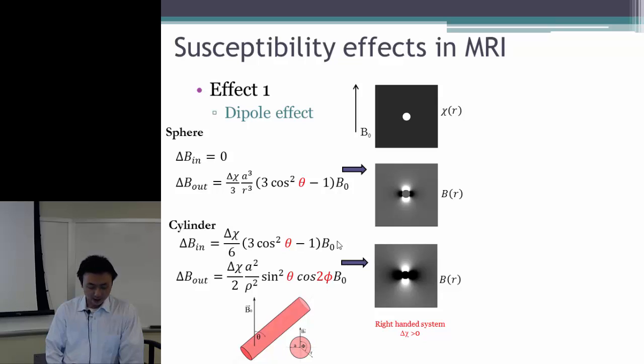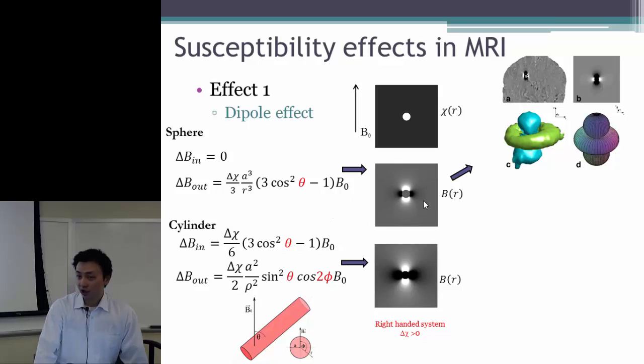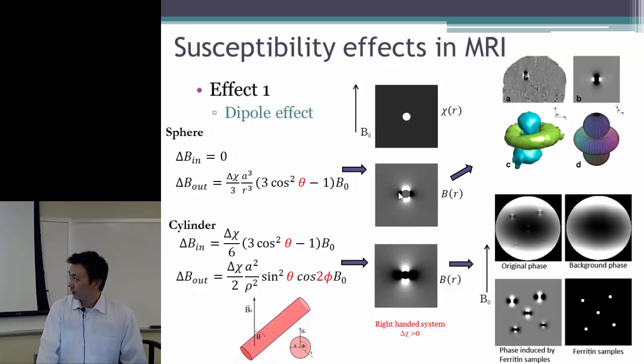The susceptibility effect in MRI can lead to several different behaviors or phenomena. Effect one is the dipole effect we just saw. According to its shape, whether it's more sphere-like or cylinder-like, it will create a different type of dipole effect around the object. Here is the real data we collected on a brain that has a very large microbleed in the tissues. We can clearly see the dipole effect surrounding this microbleed, exactly like we estimated for the sphere.